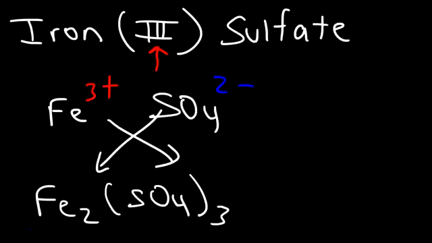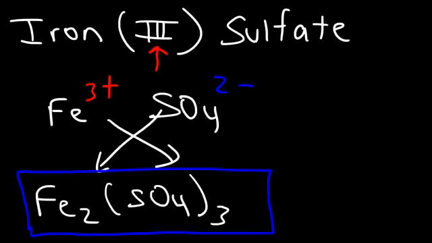And that's basically it. So now you know how to write the chemical formula of ionic compounds.